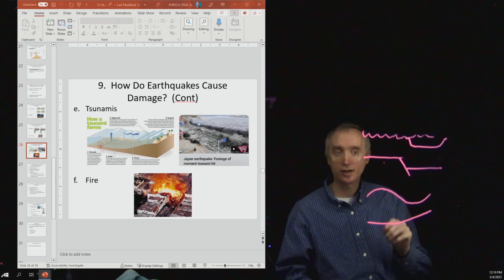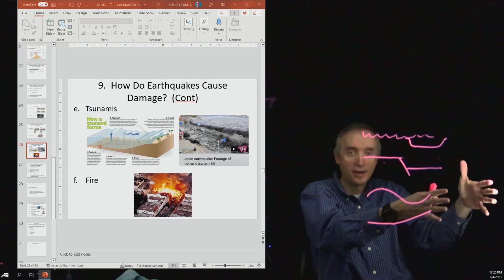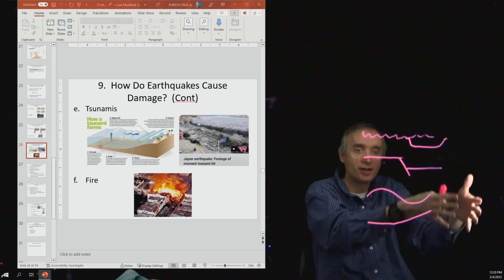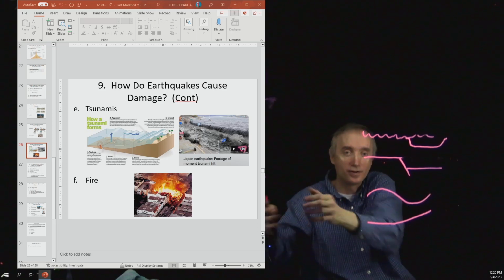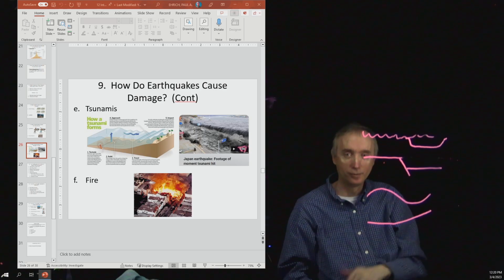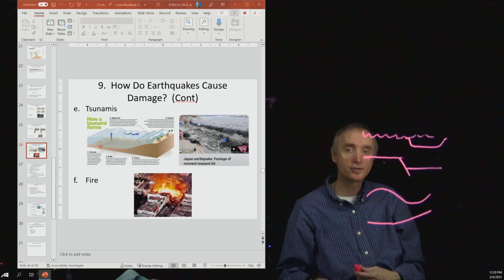And it's not just going to happen once. It's going to slosh onto the shore, and then it's going to go back out, and then it's going to come back in, slosh onto the shore, and then go back out. Every time it does that, it's going to do a little bit more damage. So tsunamis are very dangerous.